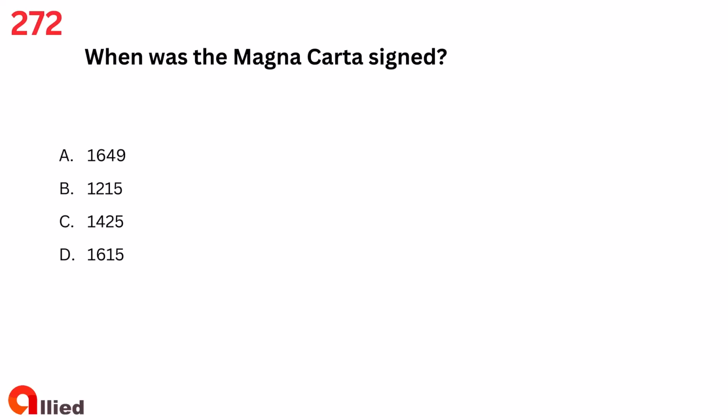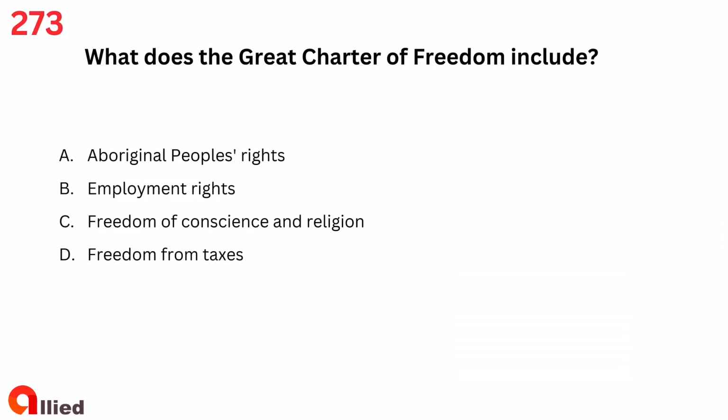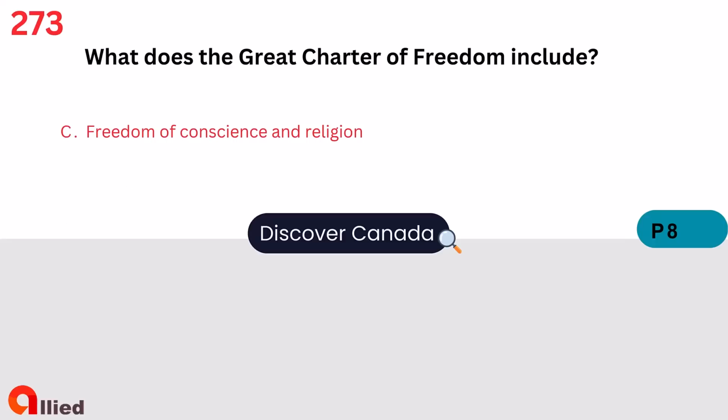Question 272. When was the Magna Carta signed? A. 1649. B. 1215. C. 1425. D. 1615. The answer is B. 1215. Question 273. What does the Great Charter of Freedom include? A. Aboriginal people's rights. B. Employment rights. C. Freedom of conscience and religion. D. Freedom from taxes. The answer is C. Freedom of conscience and religion.